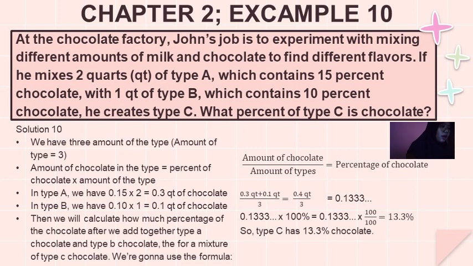0.1333 times 100% is 13.3%. So the conclusion is type C has 13.3% chocolate.